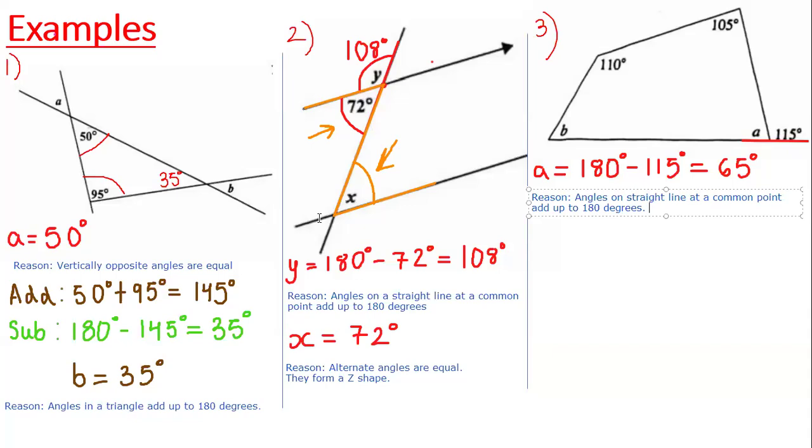All right, so Emily, do you understand how we got A? How did we get A? The shape equals 180, take away 115, and then it gives you 65 degrees. Very good. And what's the reason? Angles on a straight line at a common point add up to 180 degrees. Very good. Because they're on a straight line at a common point, they must add up to 180 degrees. Very good, Emily.